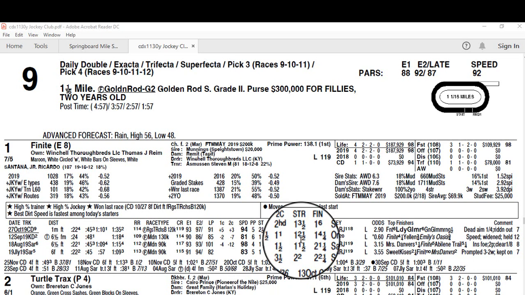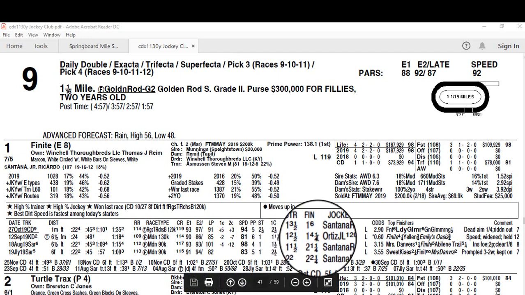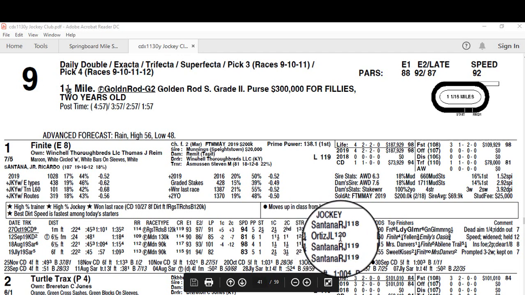You see that right here. Yeah, so that's an early speed horse. That's a stereotypical early speed horse. And it's got a 2-race winning streak. So that's a good thing.